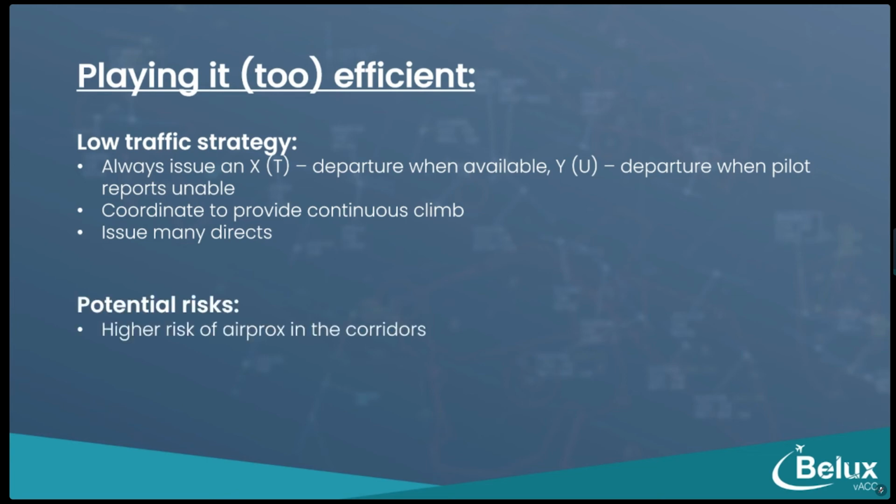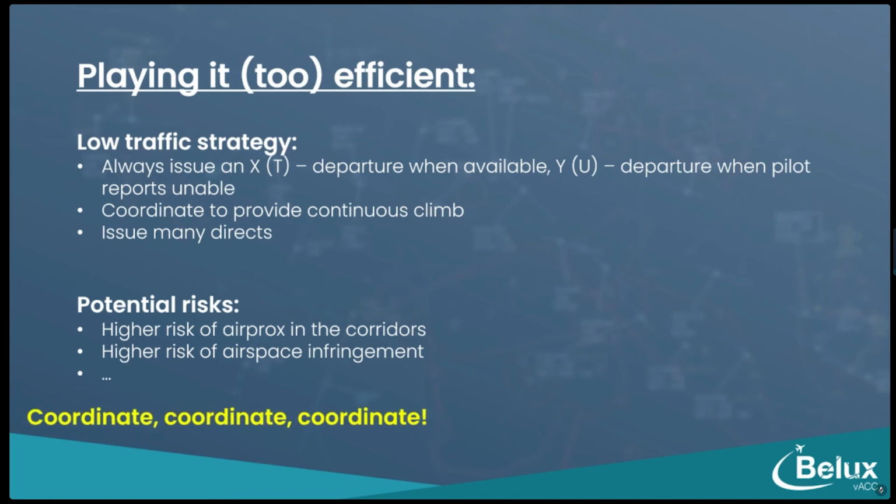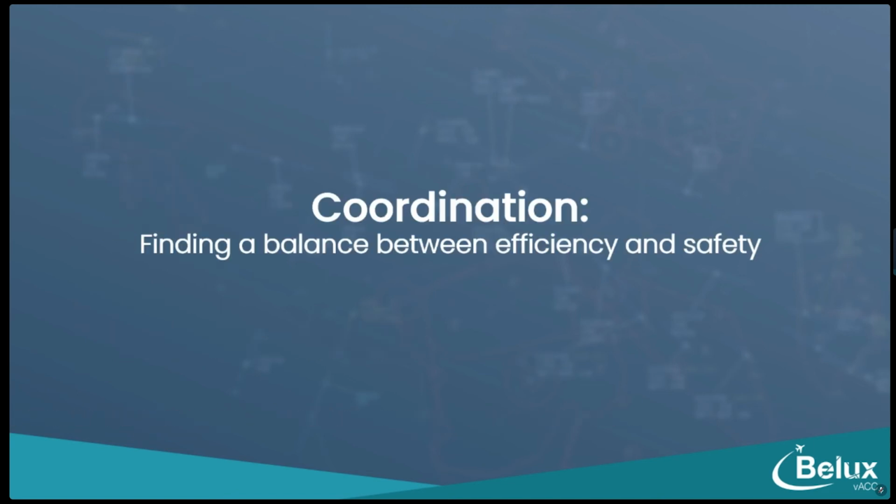Again, the Akelu part, you can have collisions over there. Higher risk of airspace infringement and those things. So really, again, coordinate. The coordination is basically about finding the balance between playing it very, very safe, but not efficient, and being very, very efficient, but not safe. So it's basically finding the correct balance between the two extremes based on the traffic load and the current traffic situation.